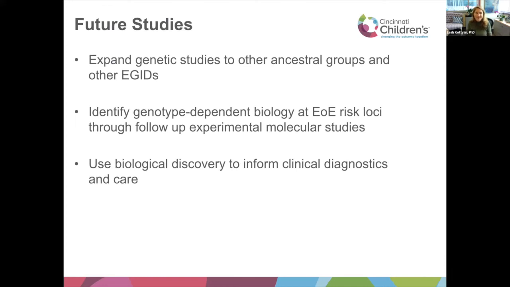So what are we going to do next? One of the biggest challenges for me is that most of the people who are enrolled in our studies are of European ancestry. And we know that eosinophilic esophagitis is present in people of African ancestry, Asian ancestry, Eastern Asian ancestry, Southern Asian ancestry, Hispanic ancestry. And it's really important that we study those groups so that we can understand what's happening in those patients. And when we develop tools that can predict risk, for example, we want those tools to be validated in those people's ancestral groups.